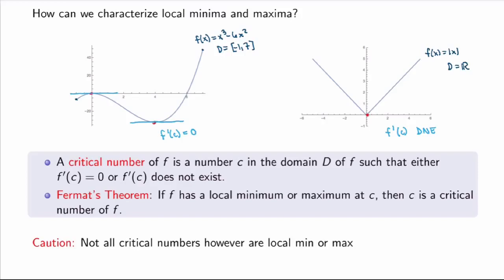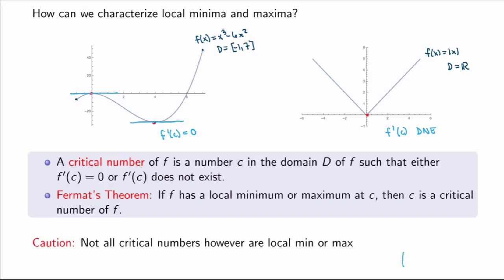And then we have the formal statement, which is sometimes called Fermat's theorem, which says that if f has a local min or max at a point c, then c must be a critical number of f. So in other words, local min and max occur at critical numbers of f. However, the converse is not true. It is not true that all critical numbers are local min and max, right? You can easily find counterexamples.